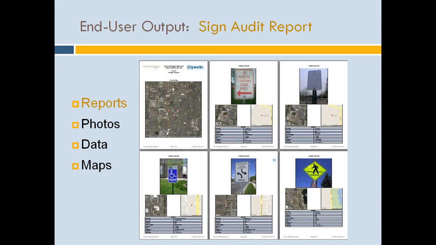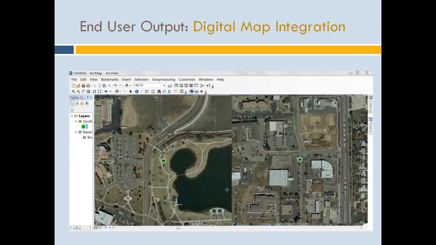Printed and map and web-based reports meet another end-user need. Here, a street audit report shows a photo of each sign at the top of the page. In the middle of the page, it locates the sign on both a street map and a satellite map, and at the bottom of the page, it has a table showing both attributes and the attribute values.